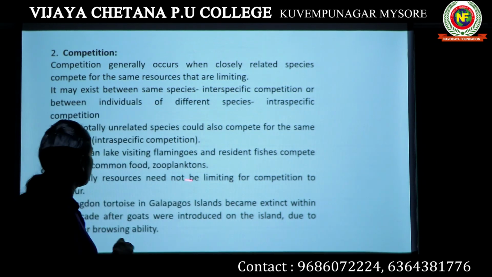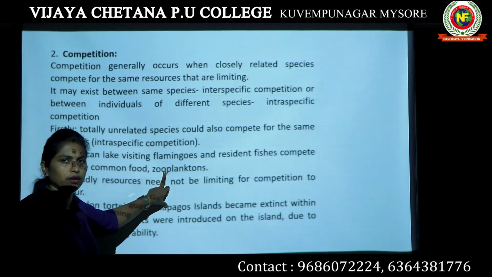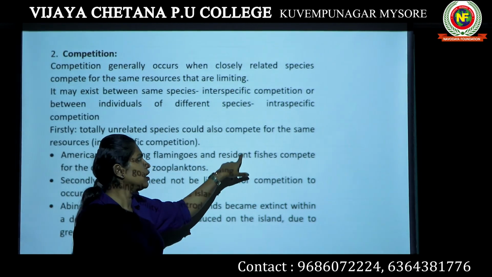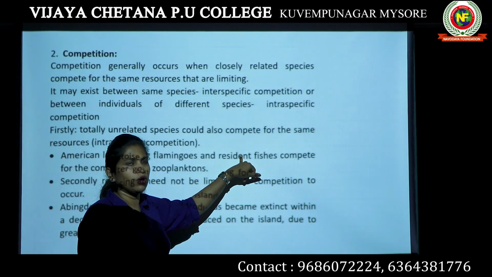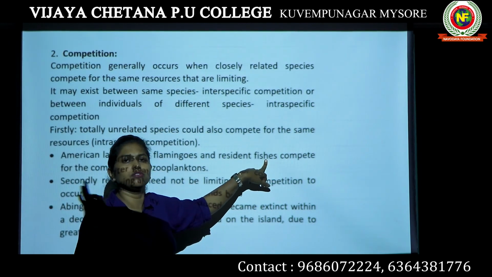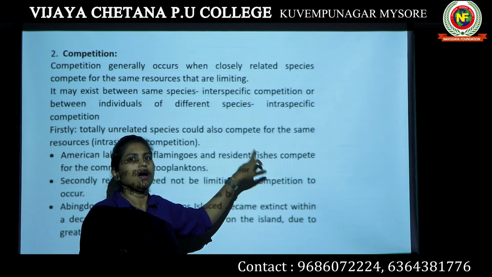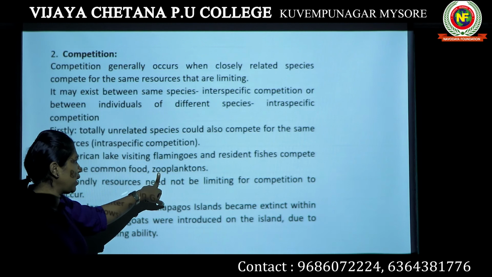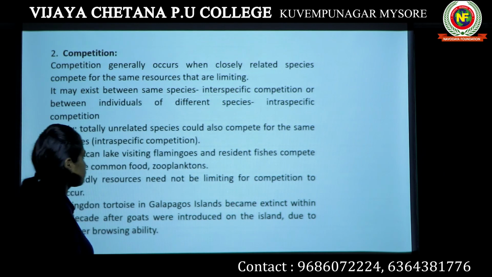Okay, here. So in the American lake, visiting flamingos and resident fishes compete for the common food, which is zooplanktons. There is always a competition between flamingos and the resident fishes. Resident fishes means the fishes which are already residing in that particular lake. These fishes will think that these zooplanktons belong to them because they are the actual owners, because they live in that particular lake. However, when the flamingos come and feed on these zooplanktons, there is a competition between these flamingos and the resident fishes.